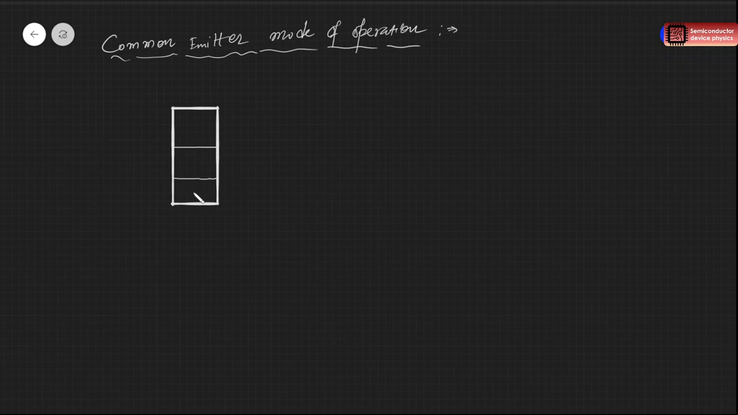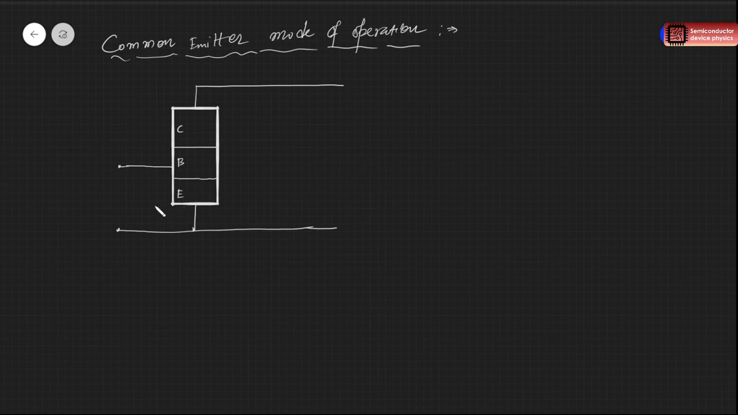So let's say this is our emitter, this is the base, and this is the collector. Here the emitter terminal is common. I'll keep the input terminals on the left side. So base and emitter terminals are on the input side, and in the output we have collector and emitter. So the emitter is common in input and output, right?